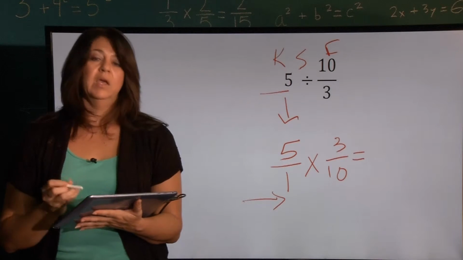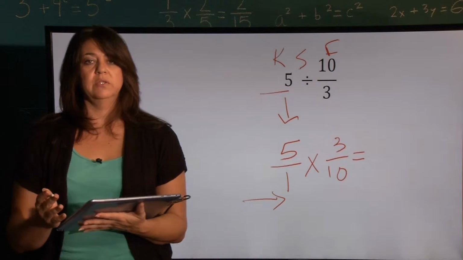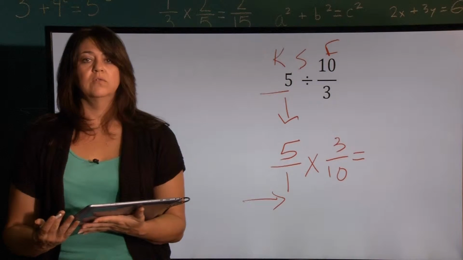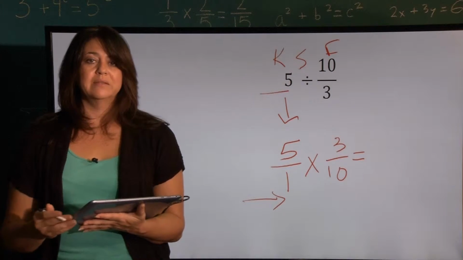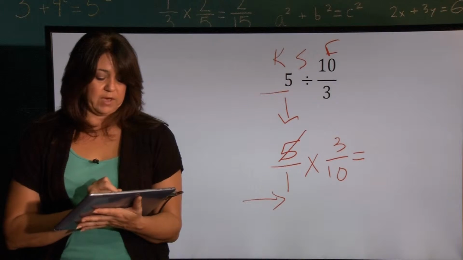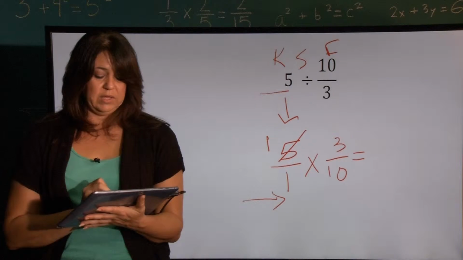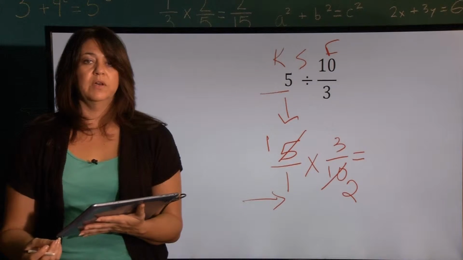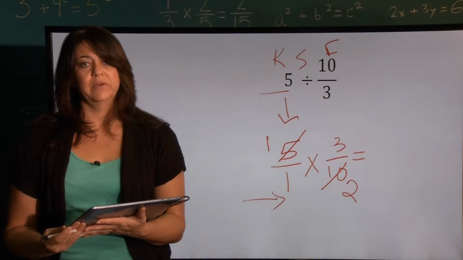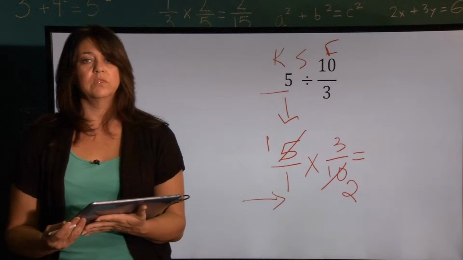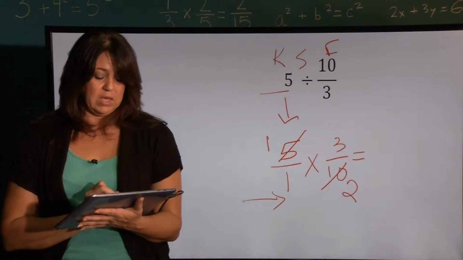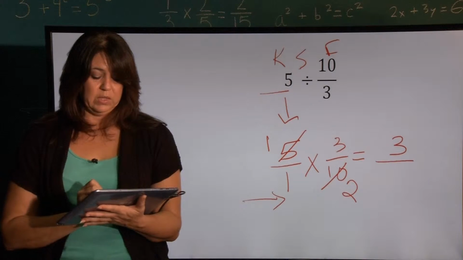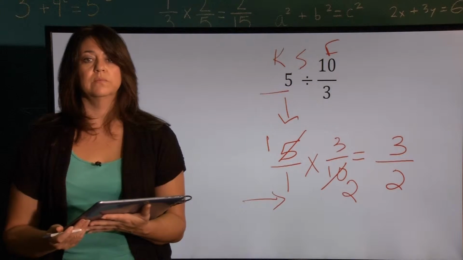And now, I could either multiply straight across the top and straight across the bottom and end up with 15 over 10, or I can simplify first. 5 will divide by 5, and 10 will divide by 5. If you simplify first, then you won't have to simplify at the end, so it makes working with your fractions easier. And now when I multiply across the top, 1 times 3 is 3, and 1 times 2 is 2.